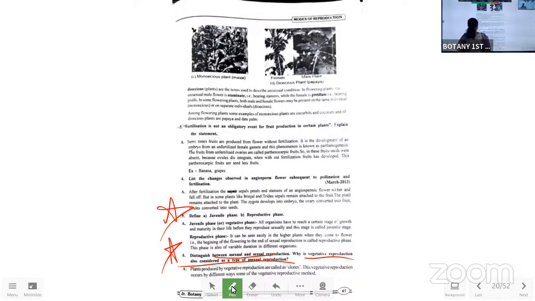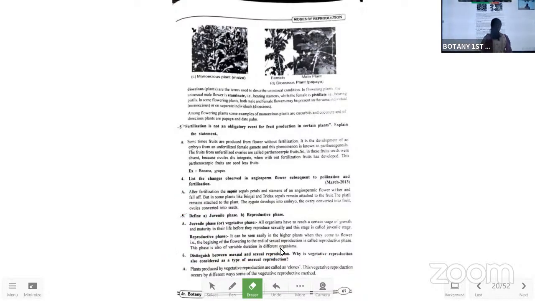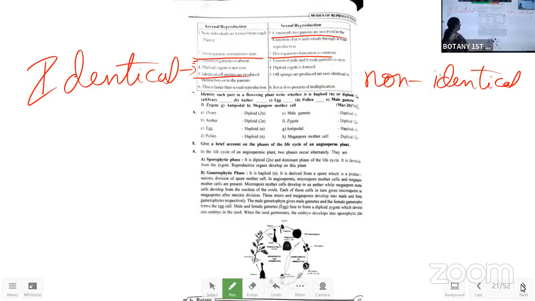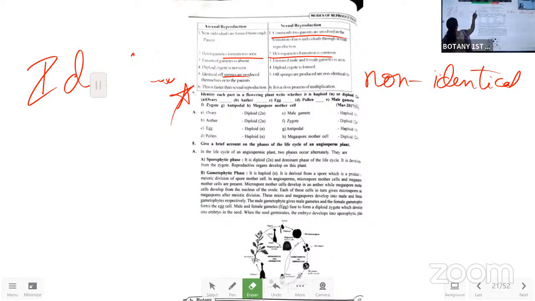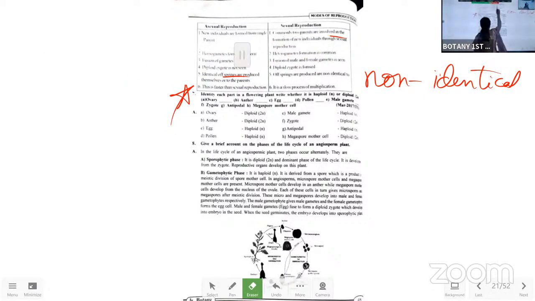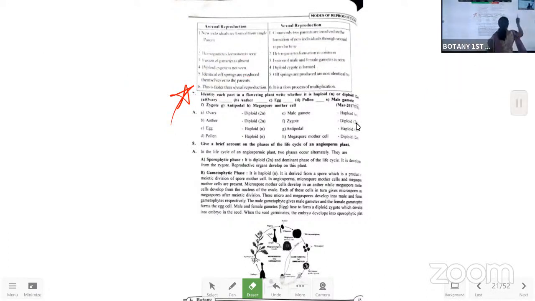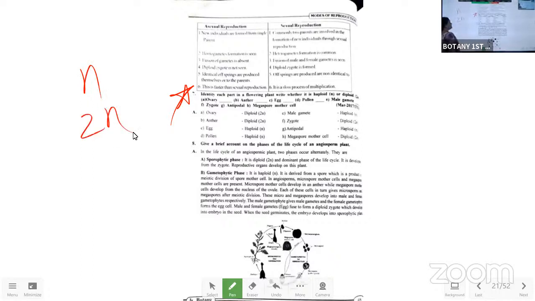Again, the same question we will be having. Okay, next comes: identify each part of a flowering plant and write their haploid or diploid condition. That means we have to write N and 2N condition.